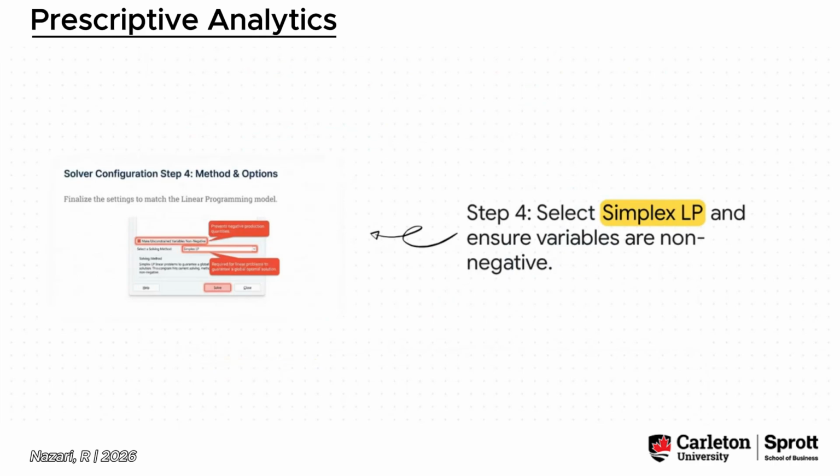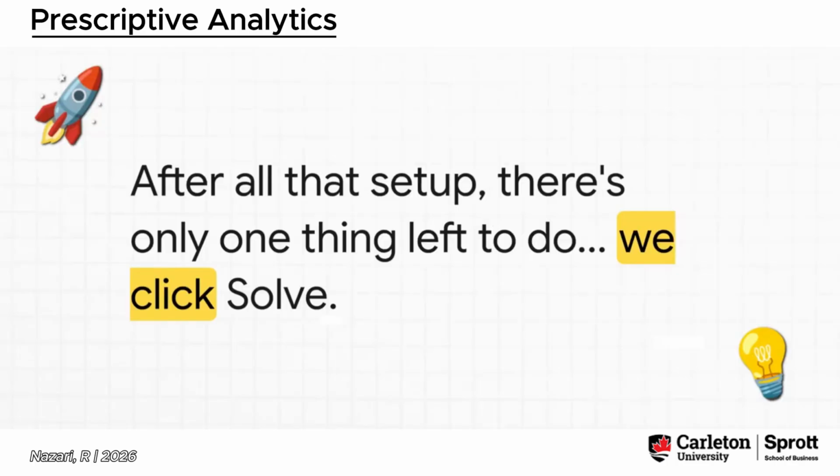And finally, step 4 is just about finalizing the settings. We check the box to make sure we don't produce negative products. I mean, that's just common sense. Then we select Simplex LP as our solving method. Now, you don't need to know all the math behind it. Just know that it's the right engine for this type of problem, and it guarantees that we'll find the single best possible answer. So, we've translated the problem, we've built the model, and we've configured all the settings.